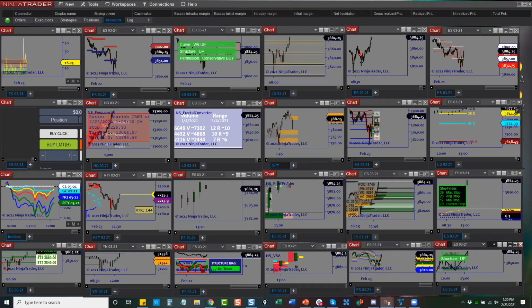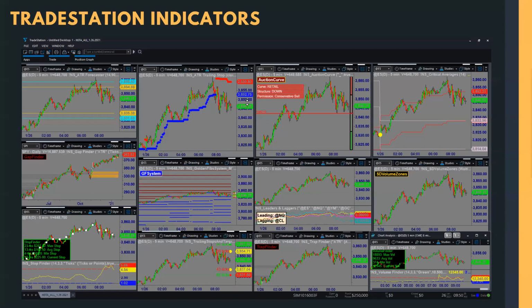Now that's NinjaTrader, okay? I mean, we could go over a lot more information and we could do a whole bunch more, but I wanted to just share with you a little bit about some of the other tools that are available as well. And we're going to go into just multiple platform environments.